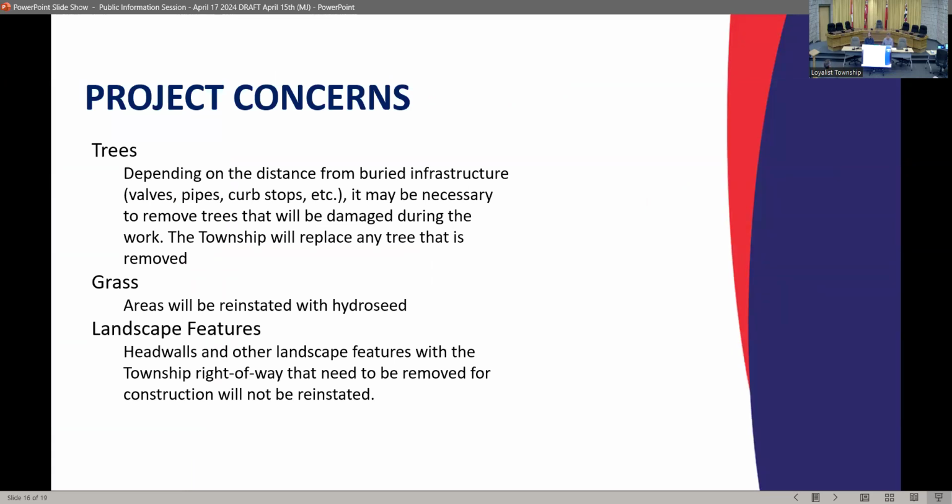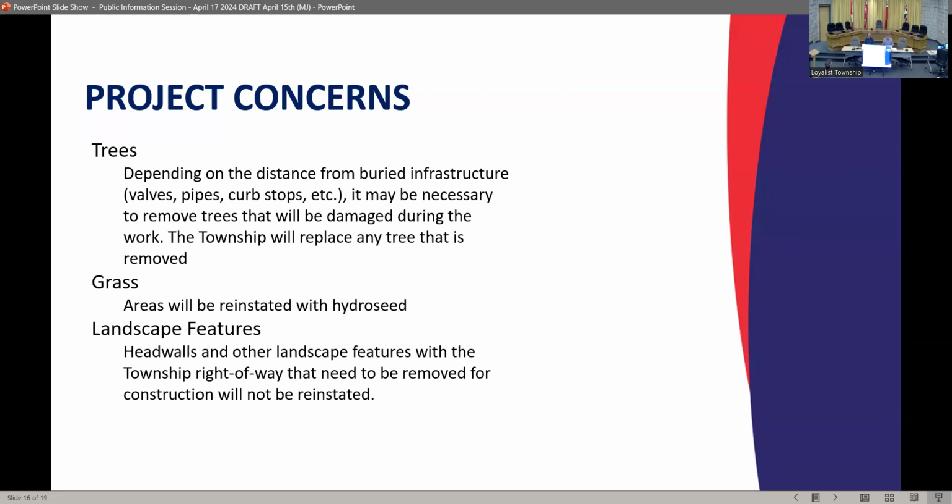Another major project concern is what the reinstatement will look like at the end. So depending on where they're located in relation to some of the buried infrastructure, so any of the valves or curb stops and whatnot, it may be necessary to remove trees that will be damaged during the work. So the township will replace any tree that's removed. And if the tree roots are damaged, and in the opinion of the township, the tree will not survive, the township will remove the tree to make sure a safety hazard is not created. But as noted above, we will replace any tree that has to be removed.